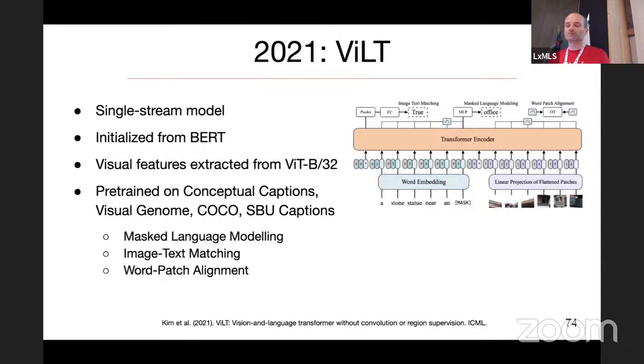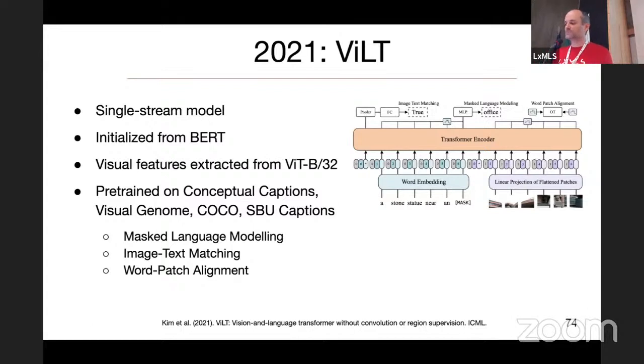In 2021, missing all the other papers in 2020, there was an approach called VILT, which was a single stream model that was initialized from BERT. You can see a common theme here. And in this case, the visual features were extracted from a vision transformer. And because we were all here before the break, we know that VIT-B32, we know what that means. We're all experts. We know what the patch sizes are going to be and how big that model is.